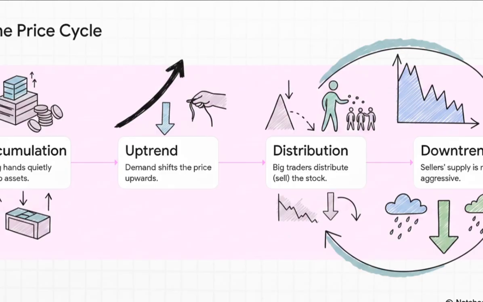Then, once prices are pushed high enough, we hit step 3. Distribution. This is where those same pros sell off their massive holdings to less informed buyers. That big sell-off builds the cause for step 4, the downtrend, which eventually crashes right back down into a brand new phase of accumulation. Knowing exactly which phase you're in, that's your ultimate defense against trading against the primary trend.